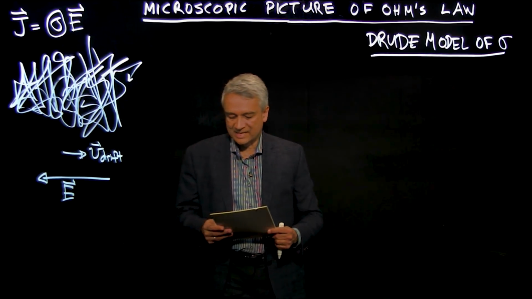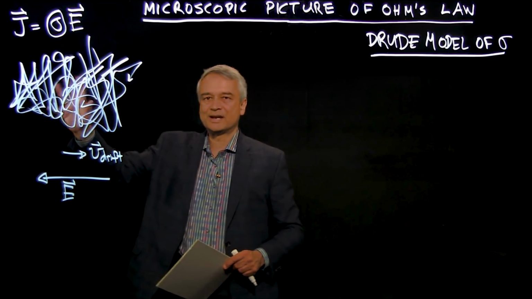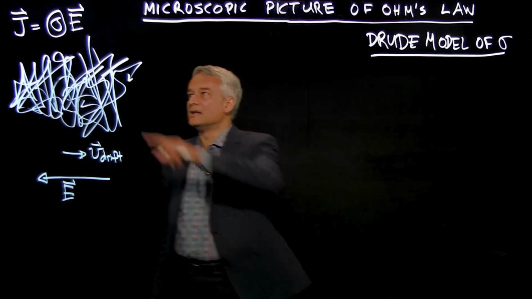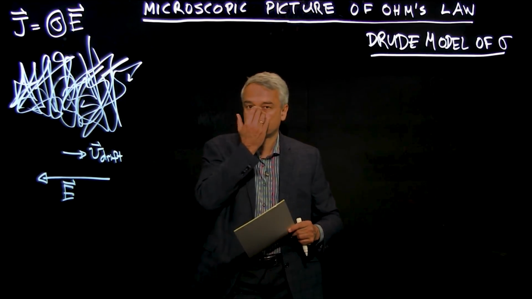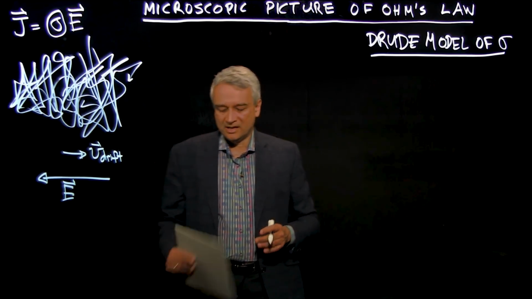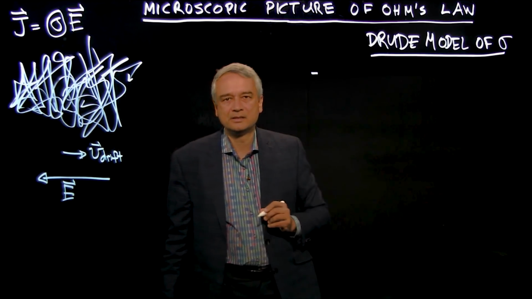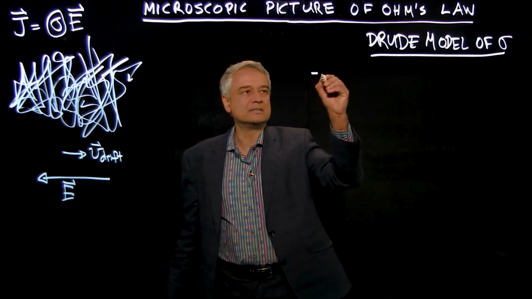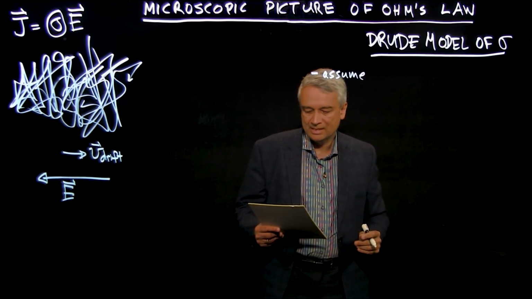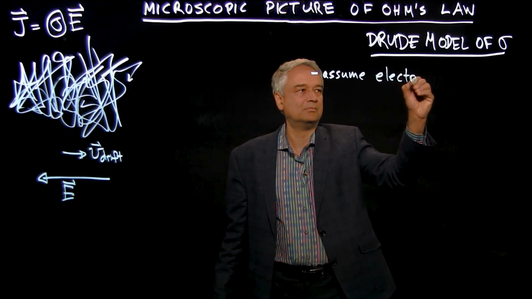So how did he think about this? How did he relate what's happening here in this picture, electrons rattling around at high speed, slow drift this way because of an electric field pointing that way, how did he relate that to a conductivity? Let's walk through his thinking. He made a number of key assumptions. The first assumption that he made is that he assumed that electrons scatter on average once per some time tau.